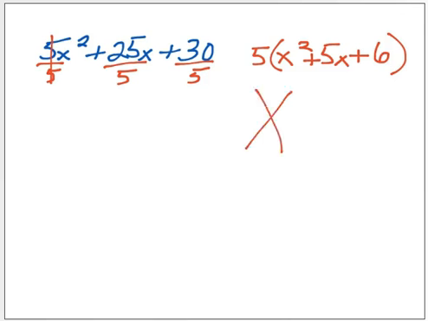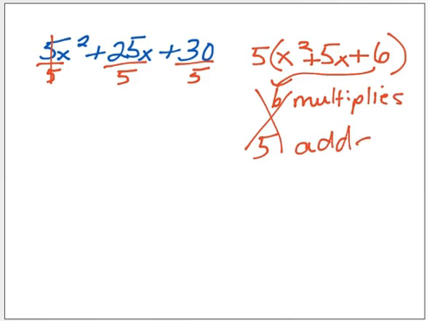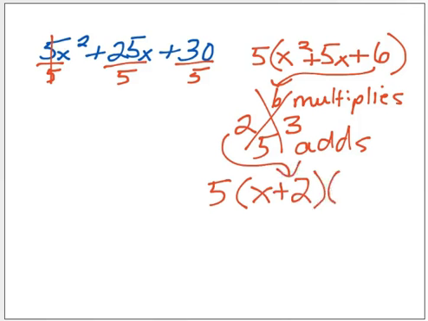In our trinomial, we put our 6 right here and our 5 right here. We need to find something that multiplies to 6 but adds to 5. That would be 2 and 3. 2 times 3 is 6, and 2 plus 3 is 5. So our factors are x plus 2 and x plus 3.